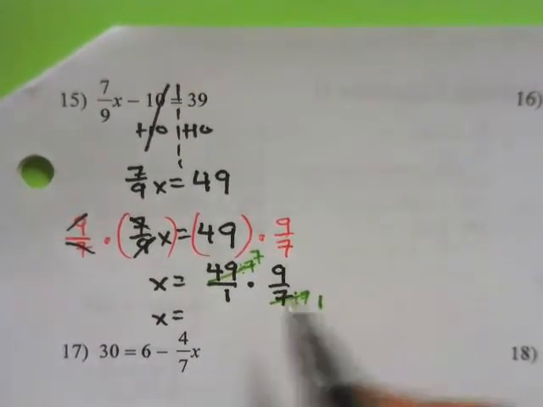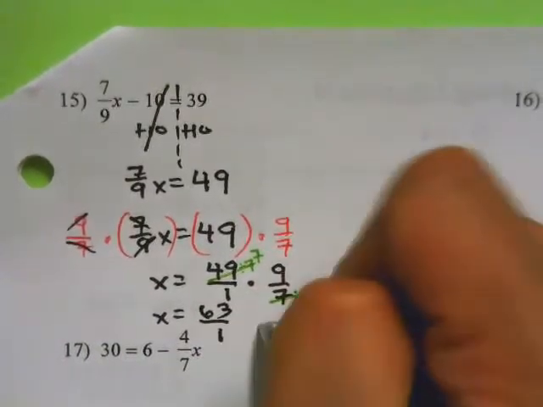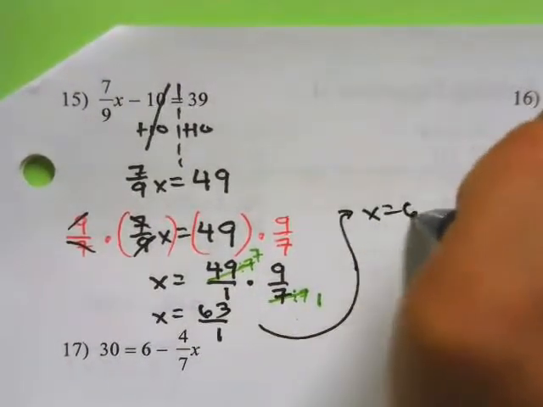Okay. X is equal to, be careful, you got a new number now. 7 times 9 on the top is 63. And on the bottom, 1 times 1 is 1. And we don't have to write that anymore. X is equal to 63.